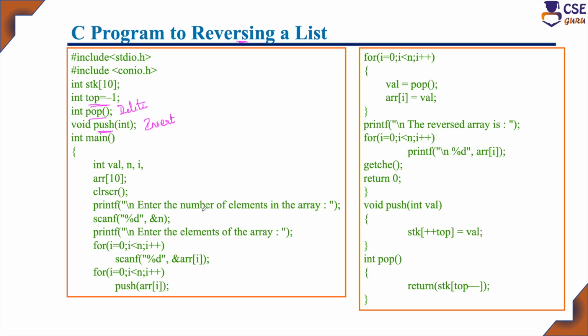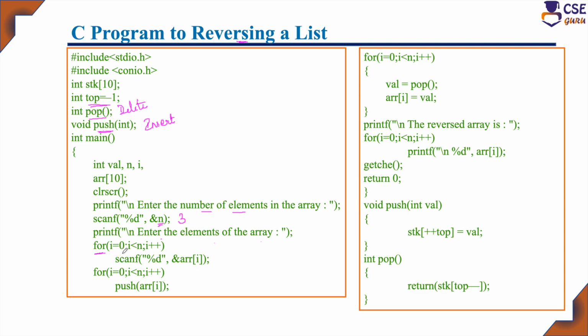Now, here enter the number of elements in the array, n. Okay, for example, I am entering n equal to 3. 3 elements, I am going to reverse. Okay, next, enter the elements of the array using a for loop. Whenever we accept a sequence of elements, or a sequence of characters, usually we use a for loop.